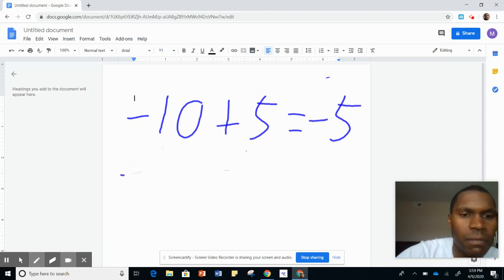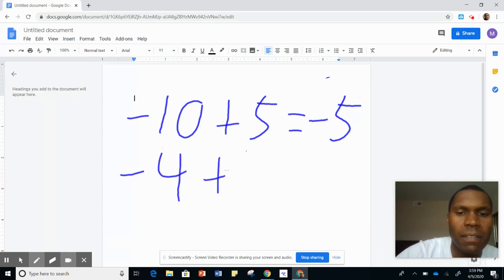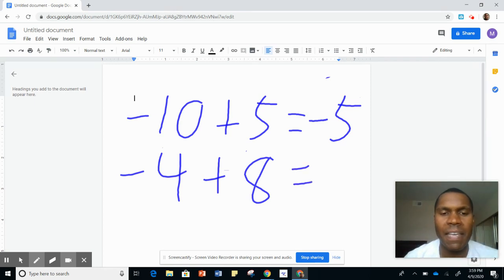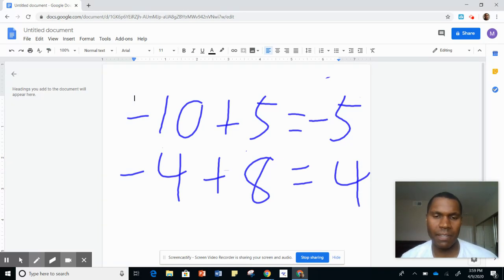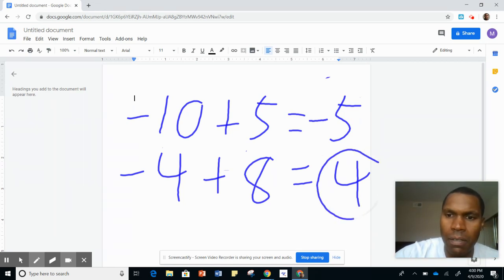Let's do another one. What if you have negative 4 plus 8? Again, you subtract. 8 minus 4 gives us 4. And you look at the larger number, you look at the 8, you look at the 4. Which number is larger? Obviously, it's going to be 8. And what sign does 8 have? Positive. So the answer is going to be a positive 4.